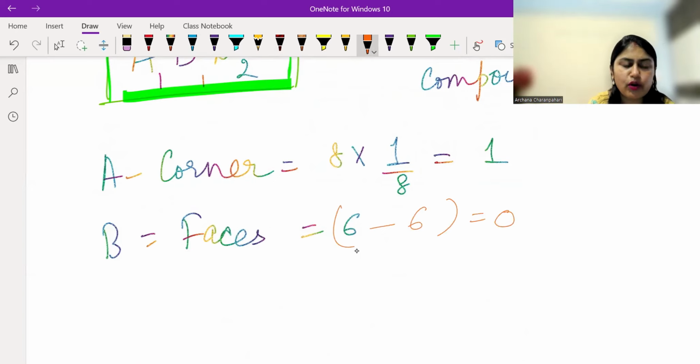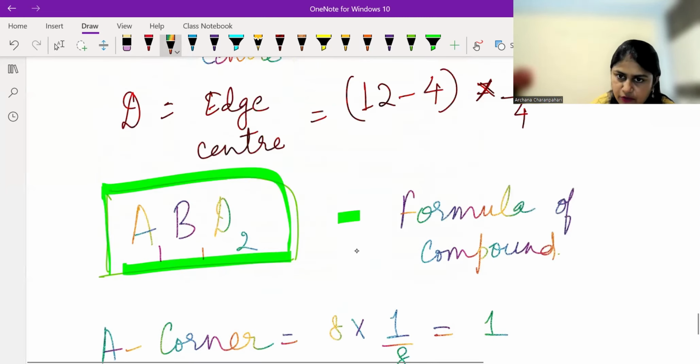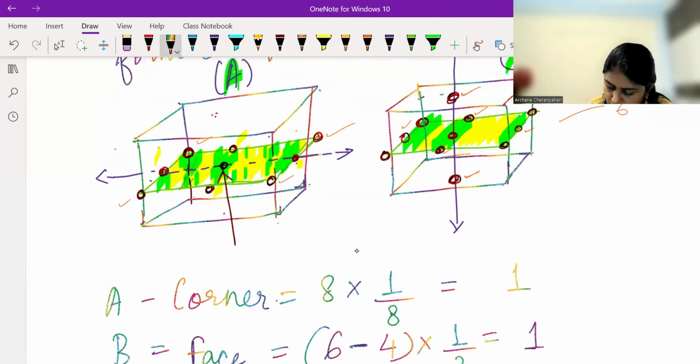C is again body center. Body center has only 1 atom, so that will result into 1 minus 1 equal to 0. So you have this body center which is missing, right?